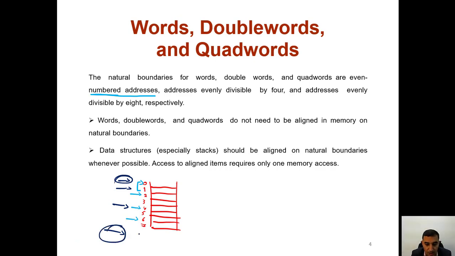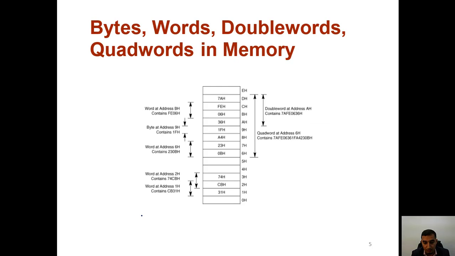So words, double words, and quad words do not need to be aligned in memory on natural boundaries. Data structures, especially stacks, should be aligned on natural boundaries. However, in normal data, we don't have to be like this. It's not a must to have 0, 1, 2, 3. Your data can be stored at 2 and 3, or at 3 and 4, starting the addresses at 4 and 8, and so on.